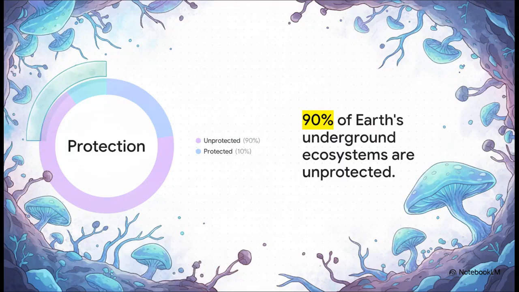But as this brilliantly illustrates, with that mapping comes a pretty stark warning about the extreme vulnerability of these exact ecosystems. A staggering 90% of Earth's most diverse underground mycorrhizal fungal ecosystems currently remain completely unprotected. Only 10% fall within protected areas. Think about that. This lack of protection directly threatens our planet's carbon drawdown capabilities, future crop productivity, and just the overall resilience of our ecosystems to extreme climate events.